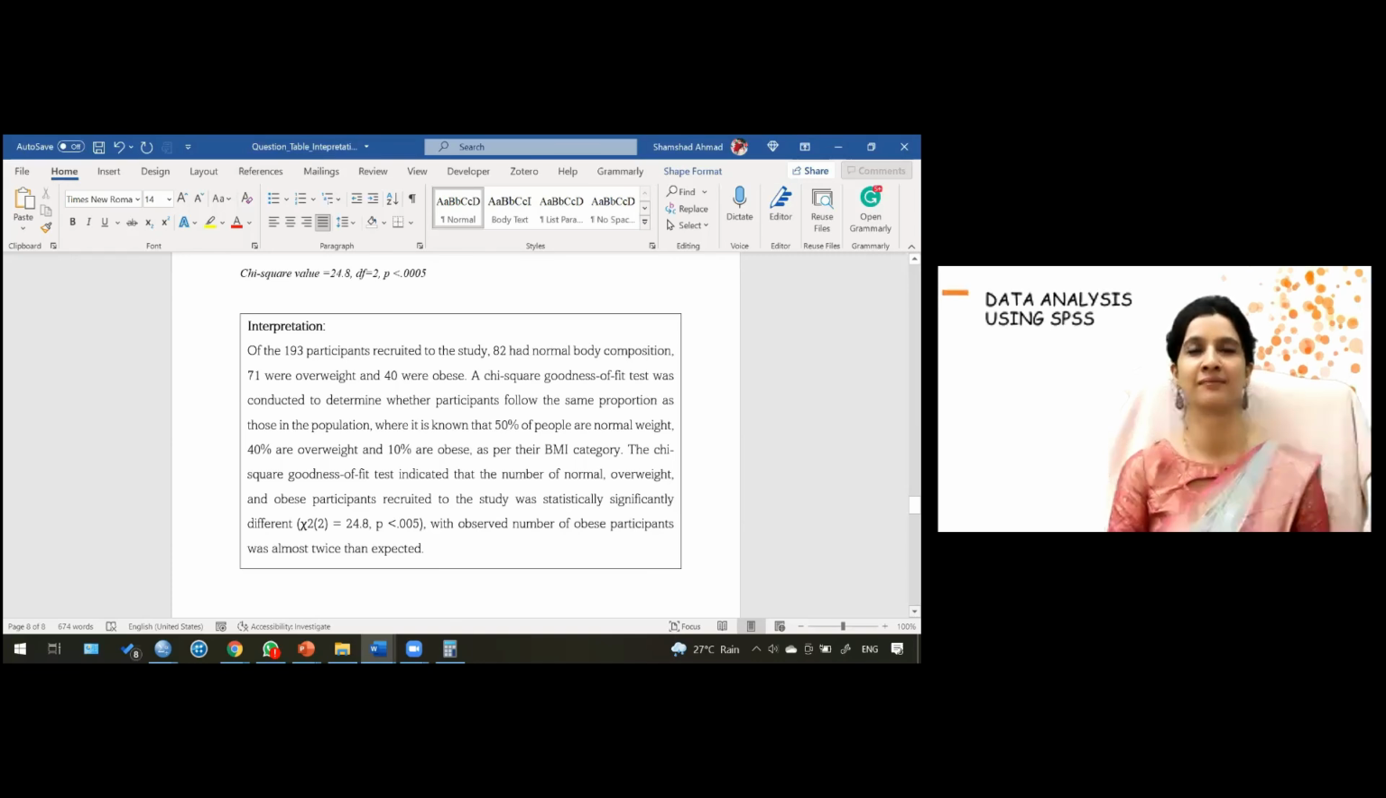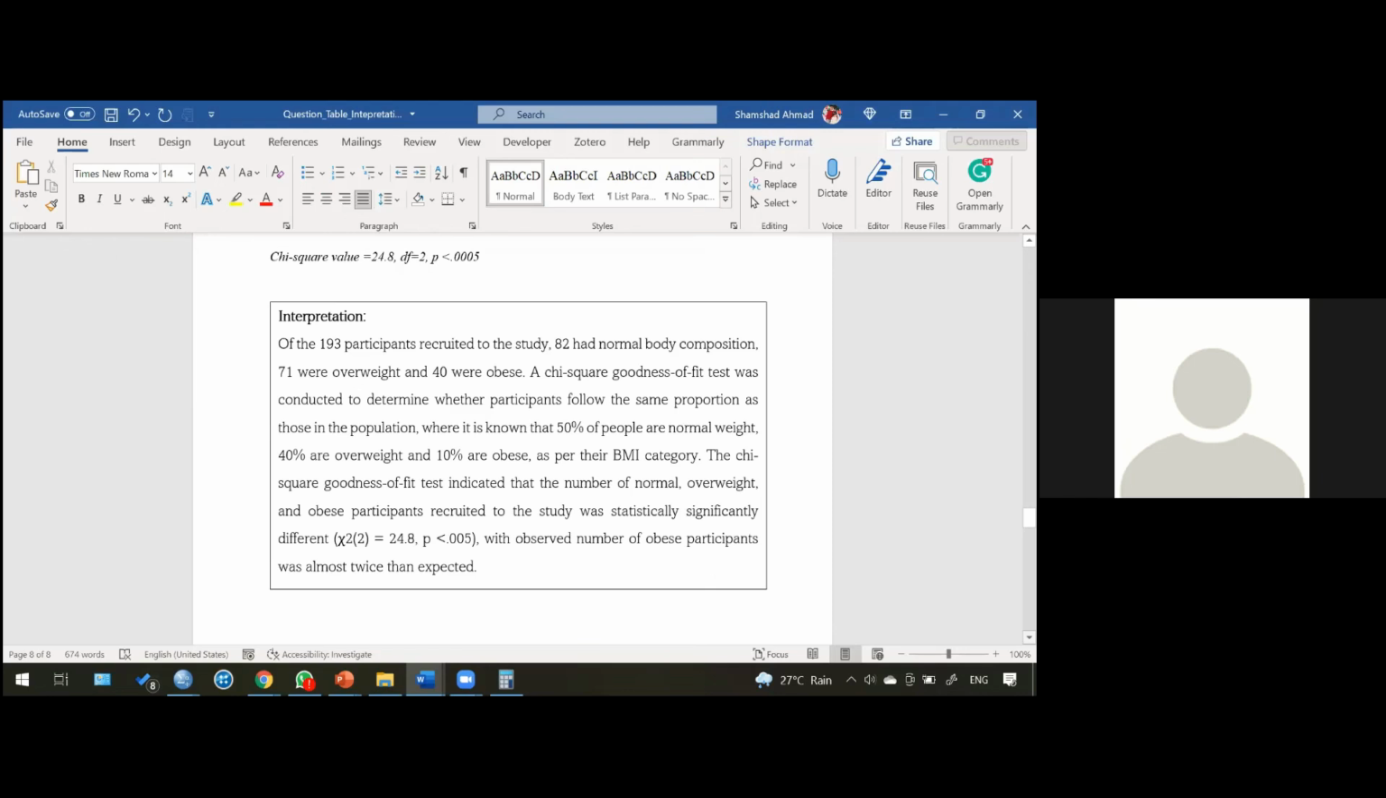Okay, ma'am. Of the 193 participants recruited to the study, 82 had normal composition, 71 were overweight and 40 were obese. A chi-square goodness of fit test was conducted to determine whether participants follow the same proportion as those of the population, where it is known that 50% of people were normal weight, 40% were overweight and 10% are obese as per their BMI category. The chi-square goodness of fit test indicated that the number of normal, overweight and obese participants recruited to the study was statistically significantly different.